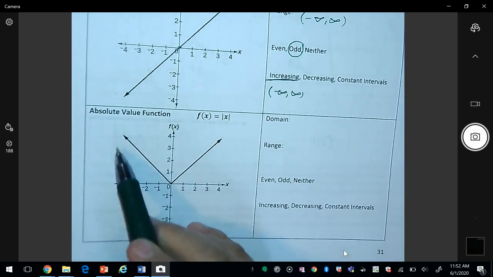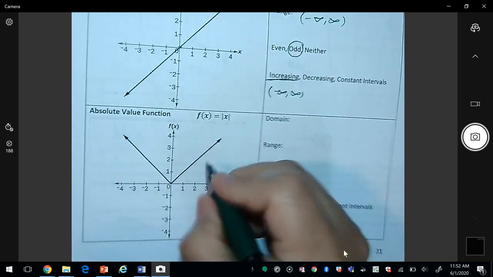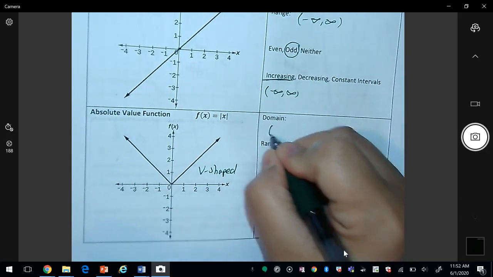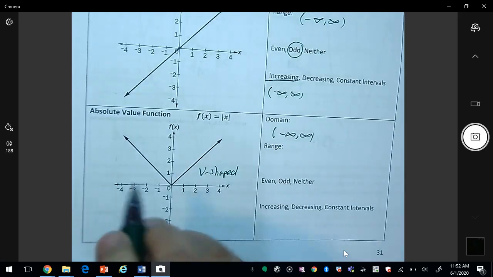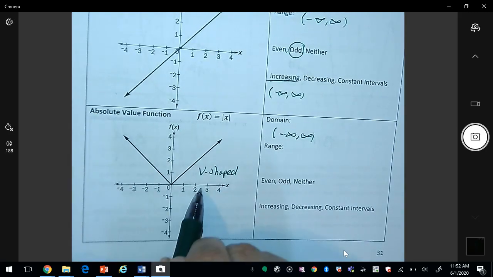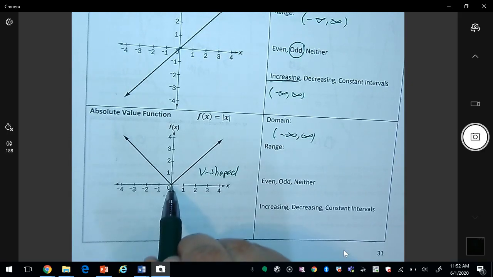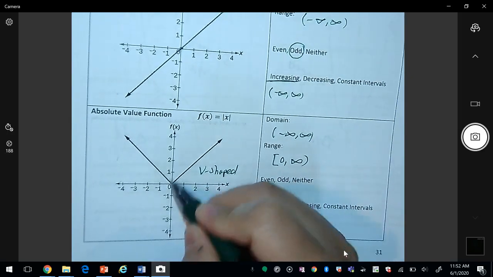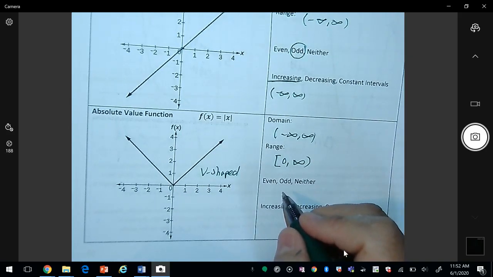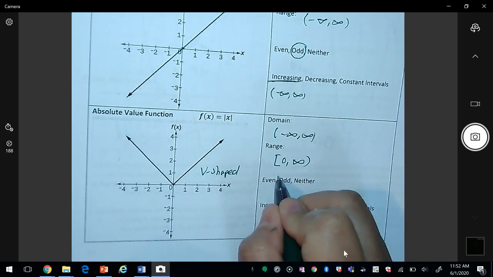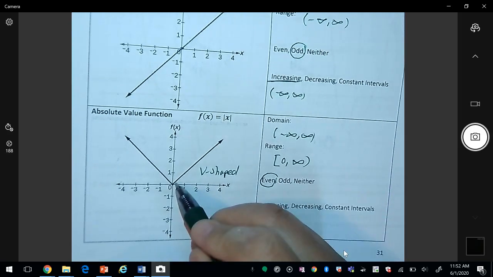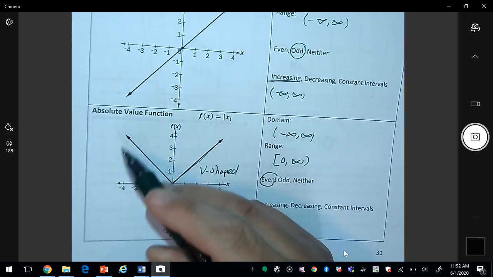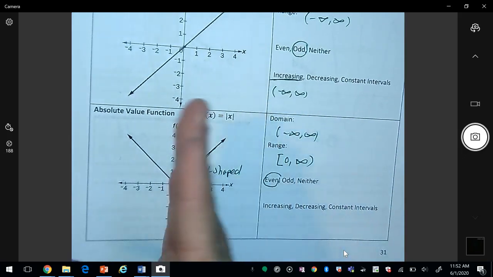The next one's called the absolute value function. And when you graph it, it's going to be a V-shaped graph. So V-shape. The domain goes from negative infinity to positive infinity. We're using all these x values. The range goes from 0 to infinity, from here to infinity. This graph is going to be even since it has y-axis symmetry. If I fold on the y-axis, this line will fall on top of this line. So if I fold it this way.